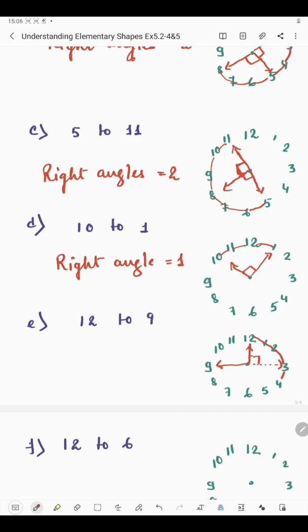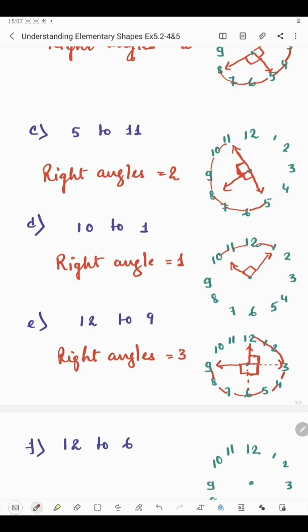Now 3 to 4 is 1, 4 to 5 is 1, 5 to 6 is 1. So here we have got one more right angle. And 6 to 7 is 1, 7 to 8 is 1 and 8 to 9 is 1. So here again 3 parts and 3 parts make a right angle. So how many right angles have we got? 1, 2, 3. So we'll write 3 right angles.